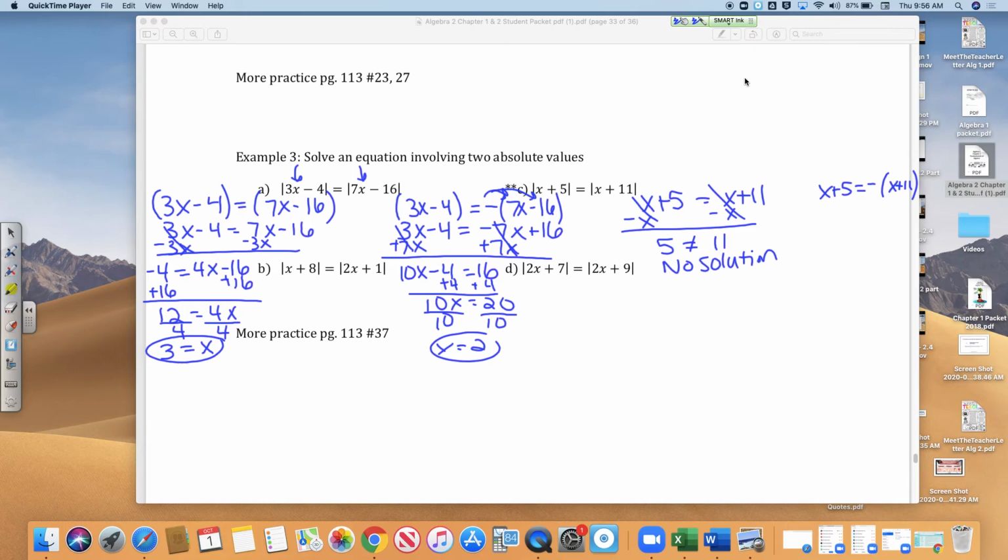For the other one, I distribute the negative 1, so x plus 5 equals negative x minus 11. I'm going to add x to both sides and get 2x plus 5 equals negative 11. Subtracting 5 from both sides, I get 2x equals negative 16. Dividing by 2, I get x equals negative 8. So this problem has just one solution, negative 8.